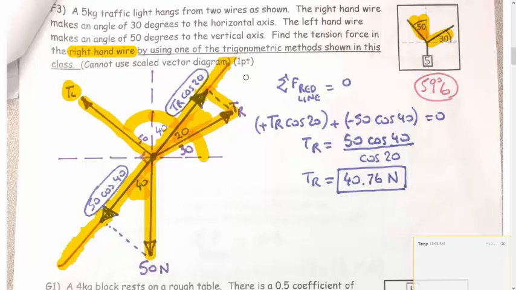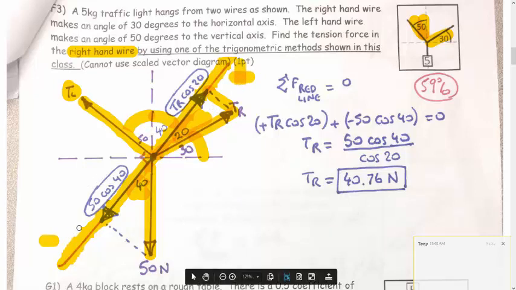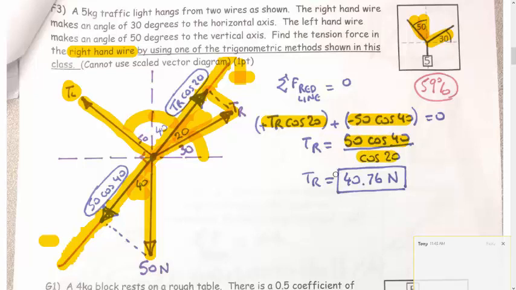One of these must be positive and one of these must be negative. Let's make that the positive end, let's make this the negative end, and I can say, okay, the sum of the forces along the red line, it was originally red, is equal to 0. So TR cosine 20, which is in the positive direction, added to minus 50 cosine 40 in the negative direction equals 0. Rearrange, substitute in, and I get the answer.